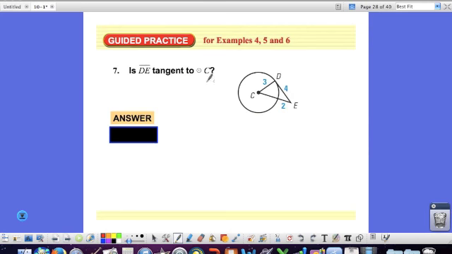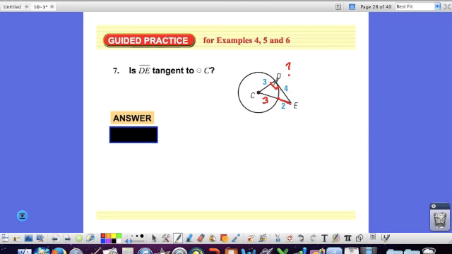And let's try this here. Is DE tangent to circle C? So this is actually from example 4. So the question is, is that a 90-degree angle? What they're saying here, I know this is misleading. This part here is 2, so this is 3.